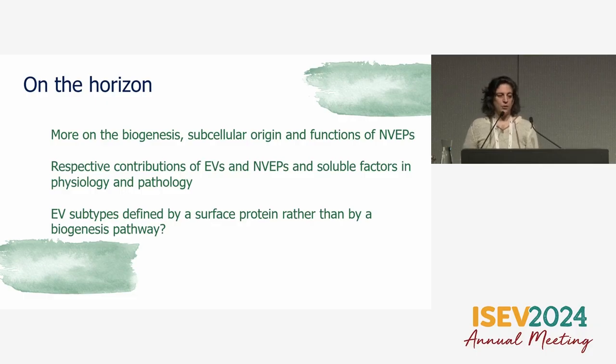We also need to understand better the respective contributions of the EV and non-vesicular EP soluble factors, and the corona that results from all this on EVs. And maybe eventually we are going to have to decide that we cannot really define EV subtypes by their biogenesis pathway, because it's so difficult to define that when you analyze a bulk population of EVs, but rather by a surface protein that would be of interest for your function. So that's maybe the evolution in the future. I don't know.